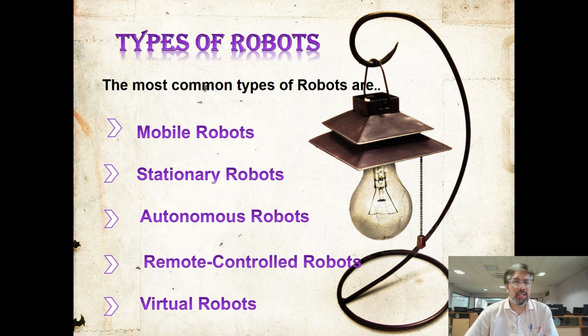Now the various types of robots are mobile robots, stationary robots, autonomous robots, remote control robots, and virtual robots. Autonomous robots are the ones wherein AI comes into the picture, and you can integrate robots along with AI. This is the next field where you will be using robots, wherein AI will be integrated with the robots, and the robots will perform the task autonomously.